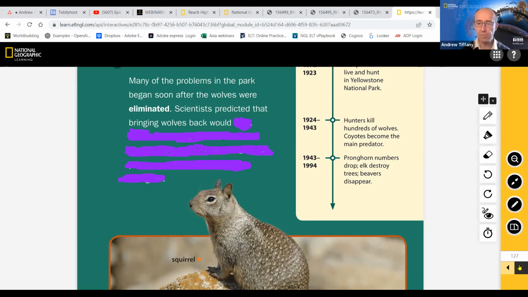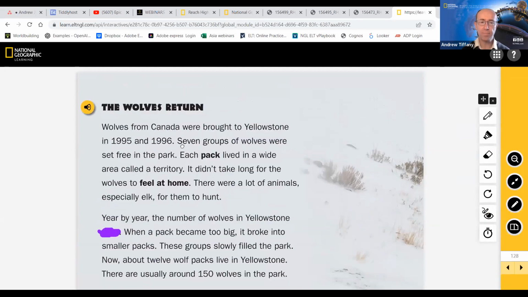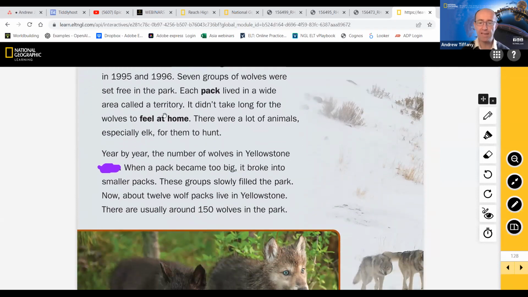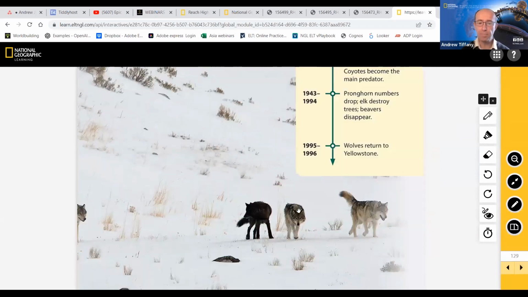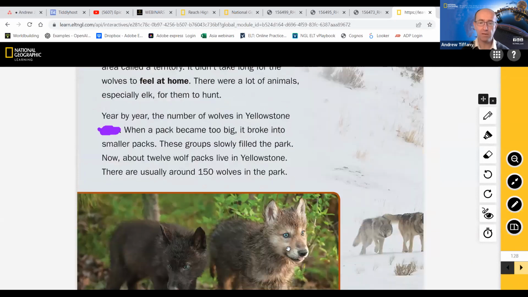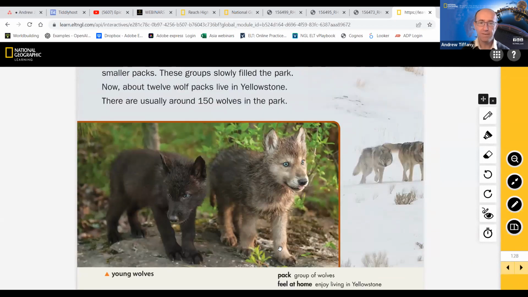Okay, so let's take a look, next one. So let's see what happened. Wolves from Canada were brought to Yellowstone in 1995 and 1996. Seven groups of wolves were set free in the park. Each pack lived in a wide area called a territory. What's a pack? A pack is, if I go to the next page, a group of wolves like you can see here. This is a wolf pack, okay? And a pack can make lots of wolf puppies like these ones, right?